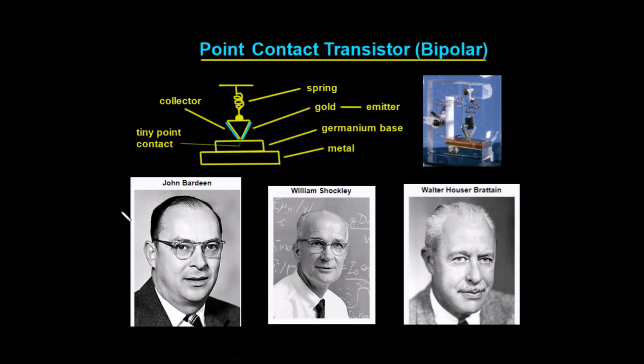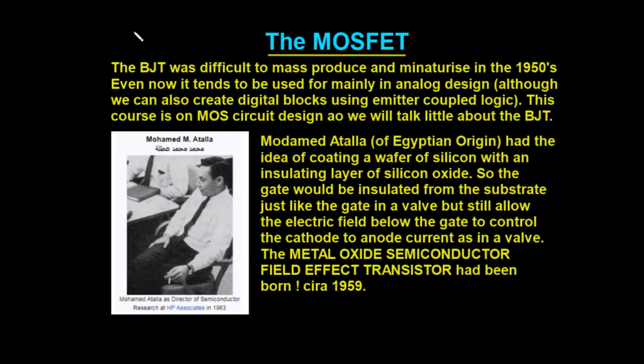But we're really interested in the field effect transistor, so let's go and see how the field effect transistor came about. Now the bipolar junction transistor was difficult to mass produce and miniaturize in the 1950s. Even now it tends to be used primarily for analog design, although we can also create digital blocks using, for example, emitter coupled logic. Now this course is on MOS circuit design, and we won't talk very much about the bipolar junction transistor.